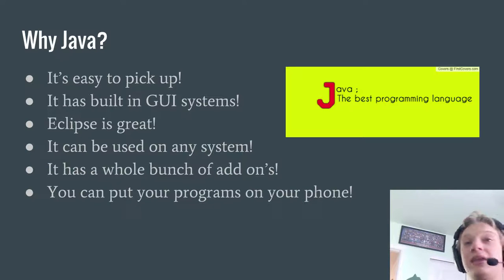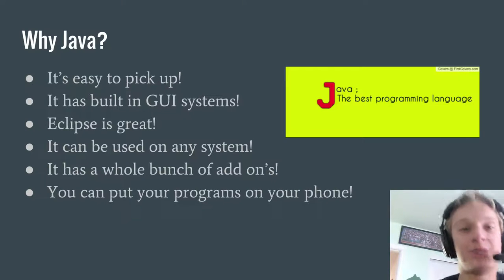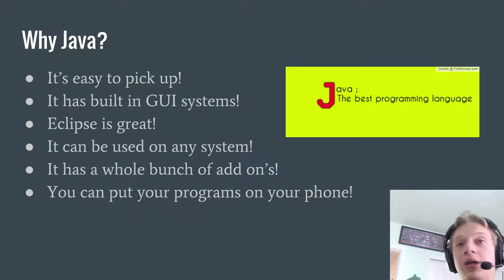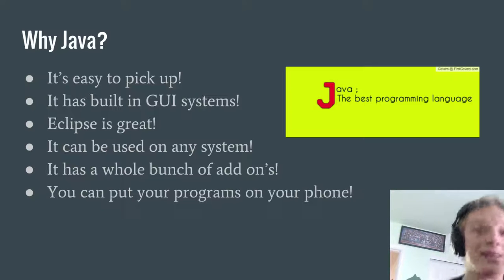One other nice thing is that you get a whole bunch of add-ons with it. There's a whole bunch of packages. Processing is one of the things I'm going to be going over in this series of videos, hopefully, which is just an add-on that allows you to do a lot of things very easily. Wonderful add-on. And lastly, you can put it on your phone. Android is all written in Java. The operating system might be a different language, but there is the Android Development Kit, which allows you to take your Java programs and put them on your phone, which is really neat.